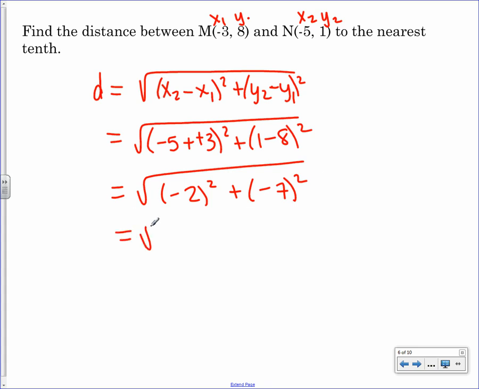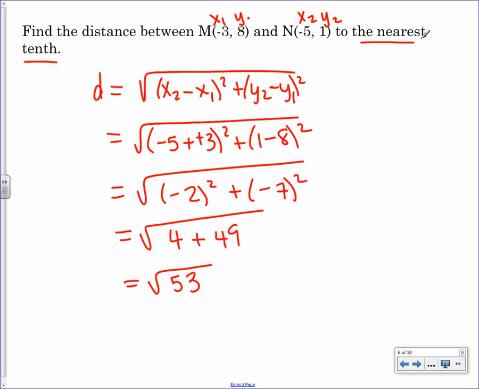Now we do our exponents. What is negative 2 squared? That's negative 2 times negative 2. Positive 4. Negative 7 squared, 49. And 4 plus 49 is 53. So technically, the exact answer is the square root of 53. However, they said round to the nearest tenth. They don't want the square root of 53, even though it's completely correct.